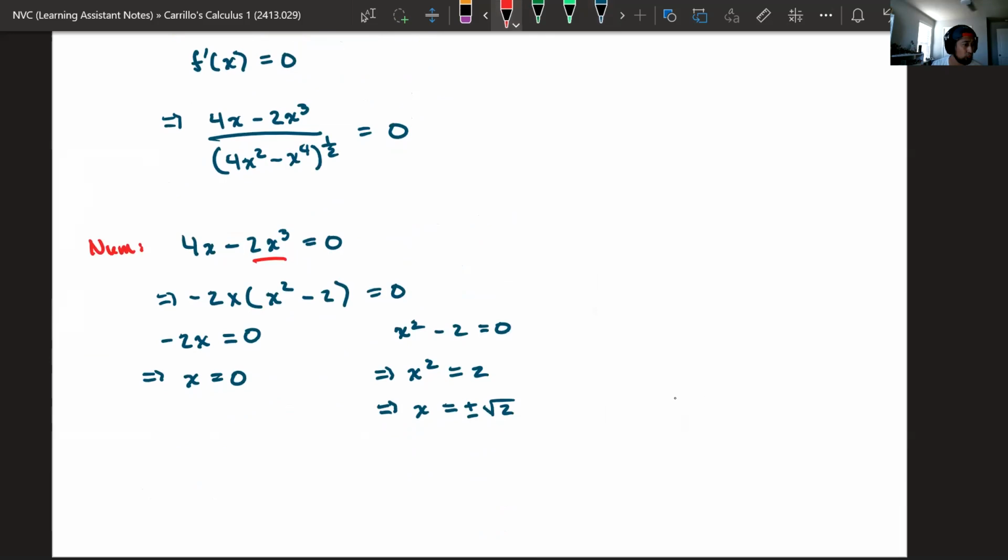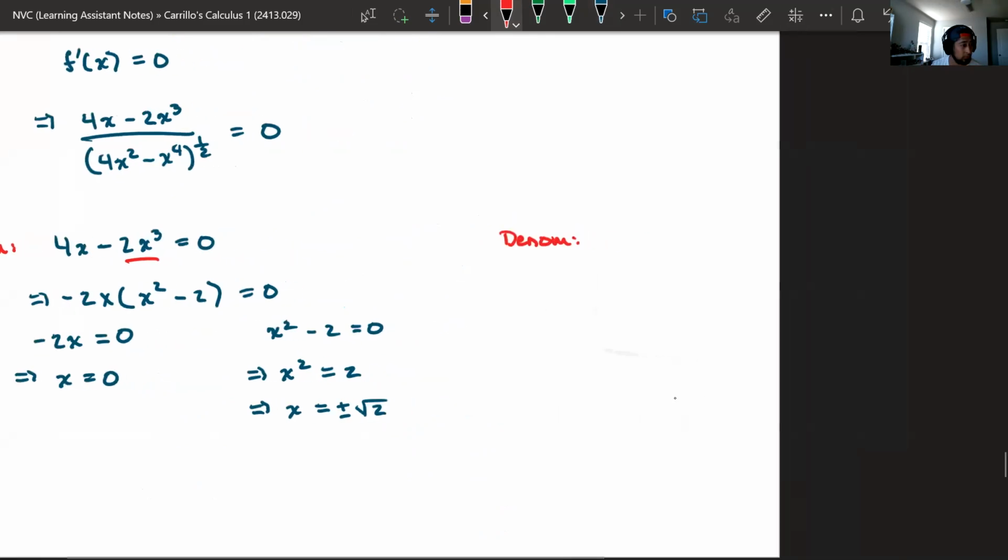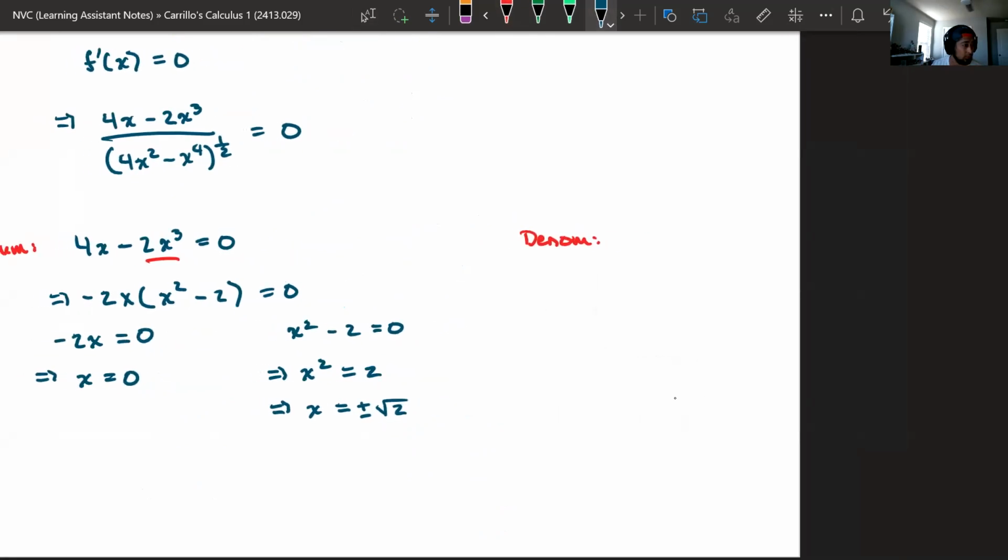So now we have our numerator solved. Now we solve our denominator. So setting my denominator equal to 0. Actually, don't need the radical. We'll just set the inside of the radical equal to 0. 4x squared minus x to the 4th is equal to 0.